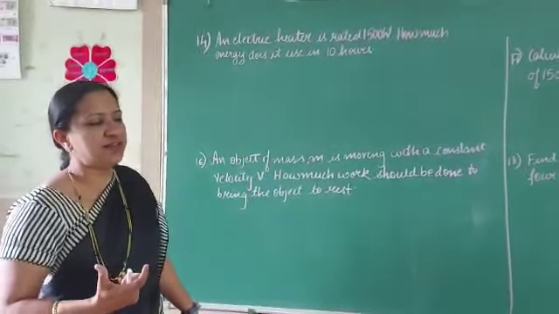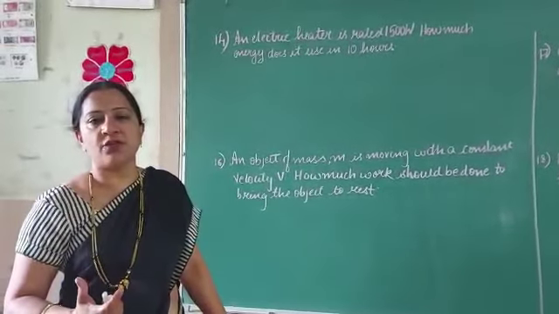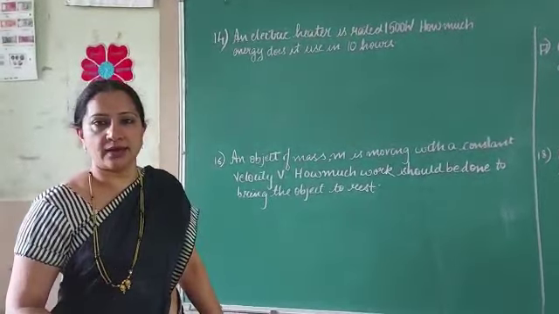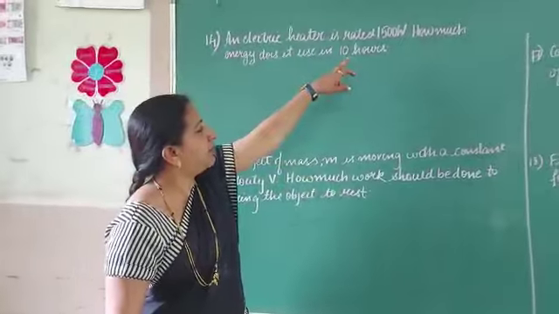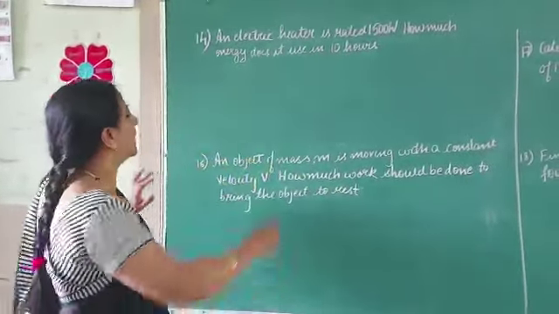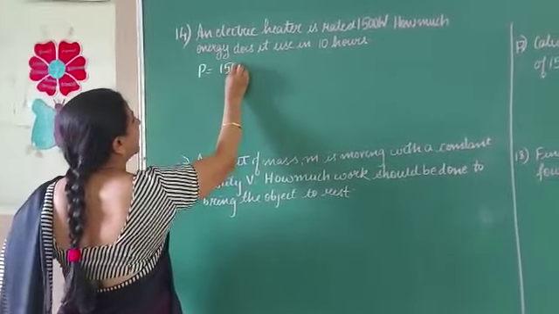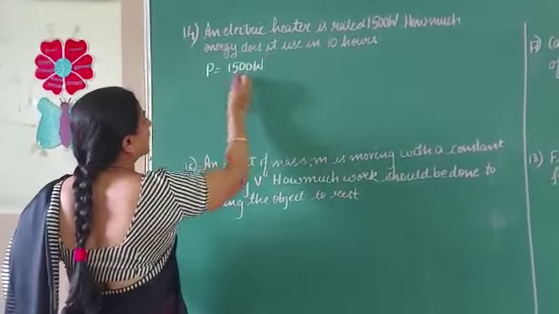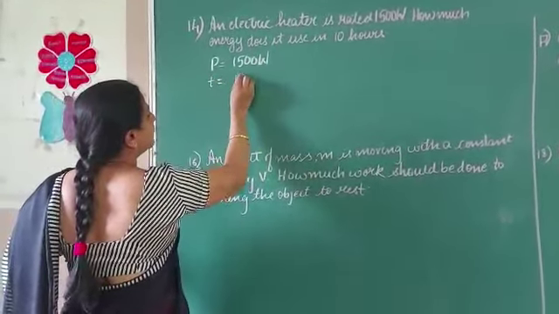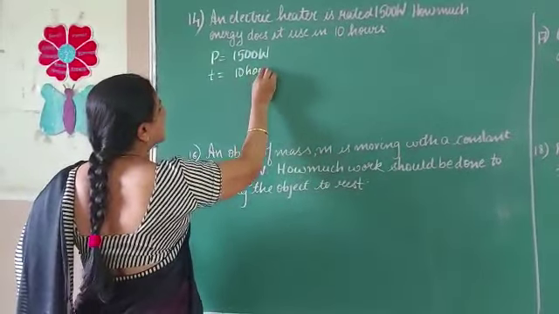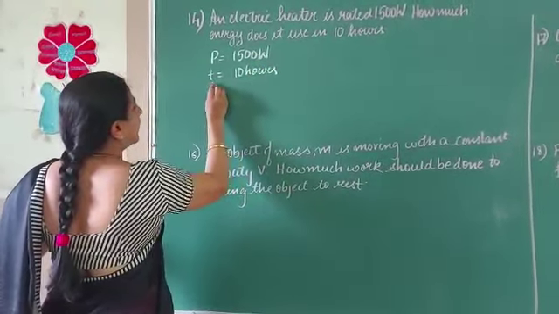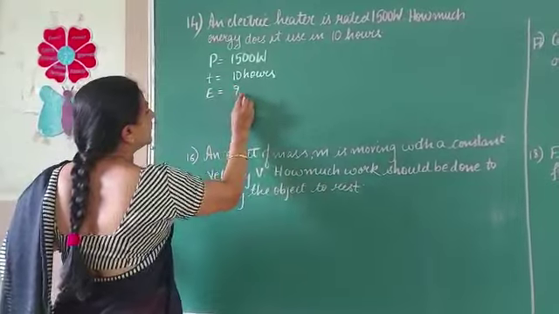See here, energy consumption, as I told you, is in the form of kilowatt hour. Here the power is being given to us as 1500. So the power of this machine is 1500 watt, and the time of using is 10 hours. Okay. So you have to calculate how much energy does it consume.